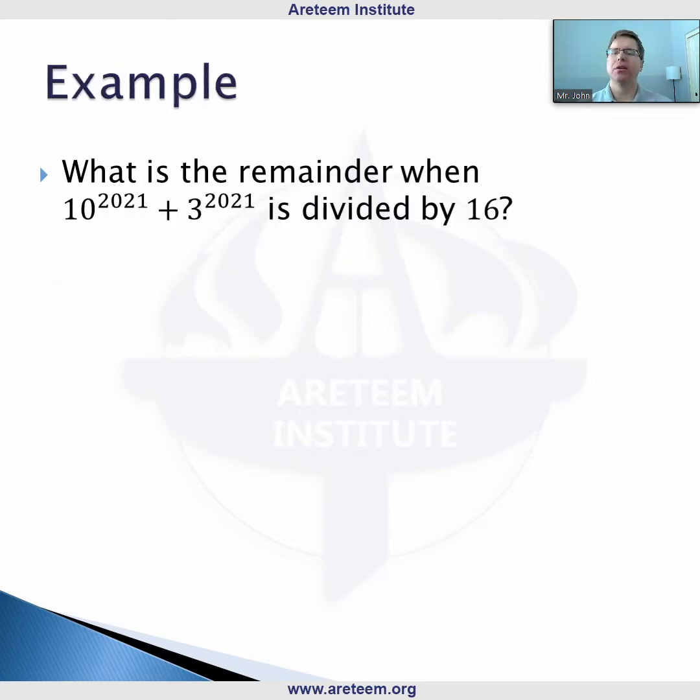What is the remainder when 10 to the 2021st power plus 3 to the 2021st power is divided by 16 in this case?